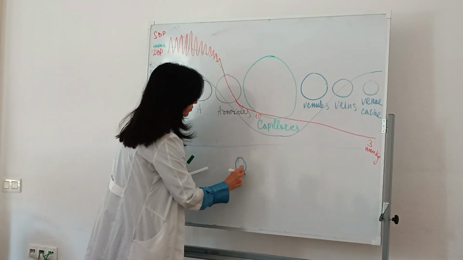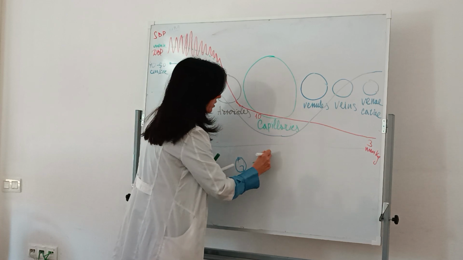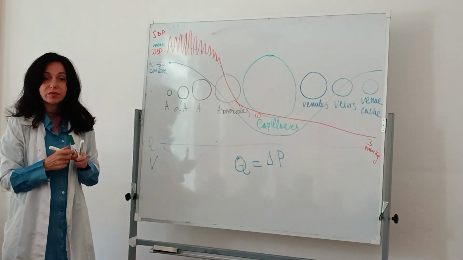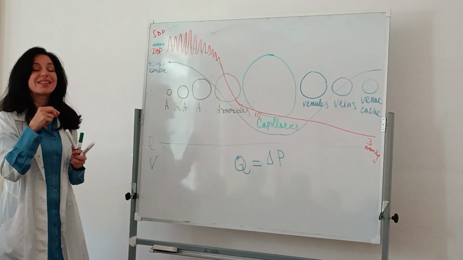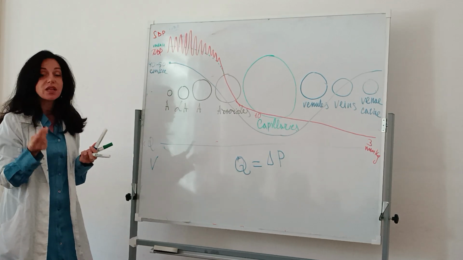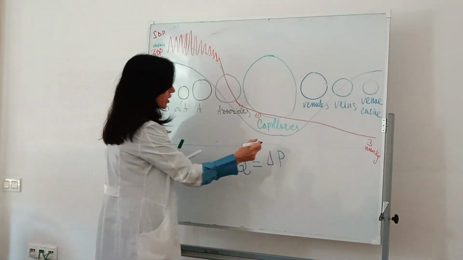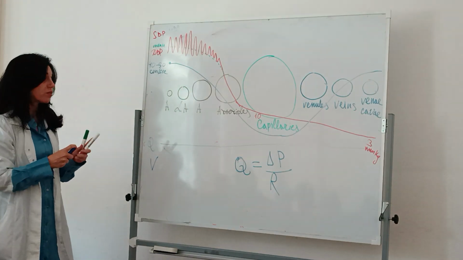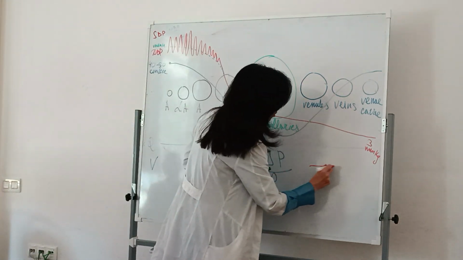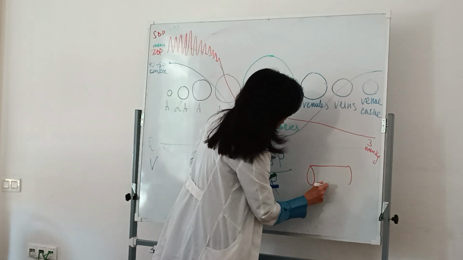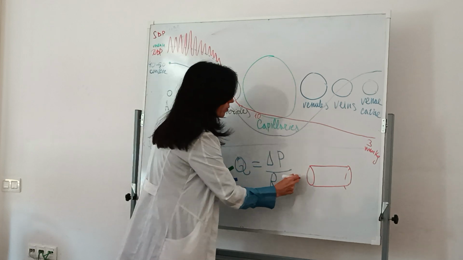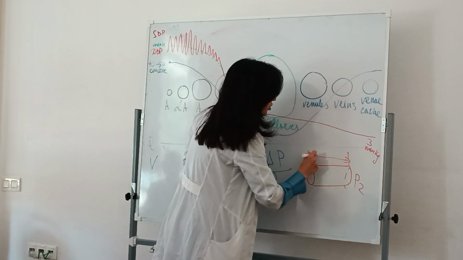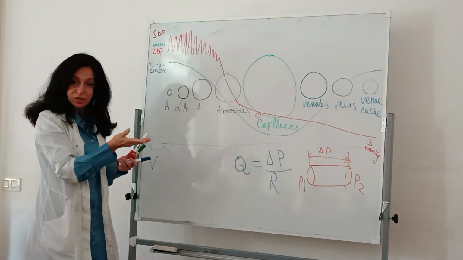Q equals the difference between blood pressure, the gradient at the beginning and at the end of a blood vessel, a single blood vessel or total circulation, divided by resistance. Pressure gradient and resistance. What does it mean? Again, a model of a single blood vessel: P1, P2, it's the pressure gradient, it's easy.